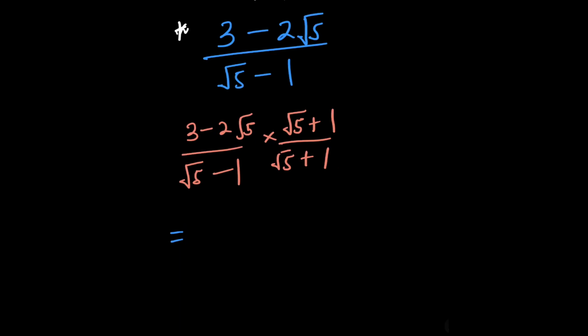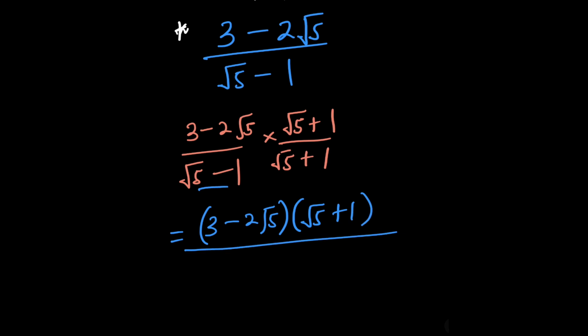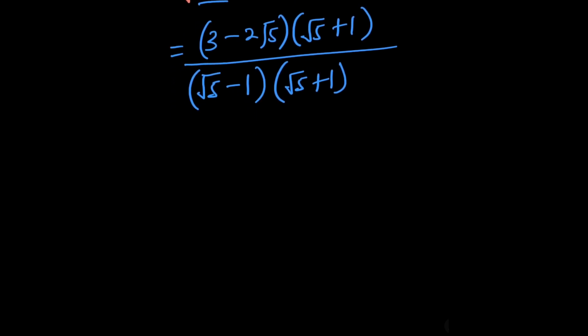So we are going to have 3 minus 2 root 5 all multiplied by root 5 plus 1, all divided by, so this multiplies that. So you're going to have root 5 minus 1 all multiplied by root 5 plus 1. So now we have to simplify. Now when you get here, you must take care because it is very, very easy to make a mistake. So we just have to do it step by step.